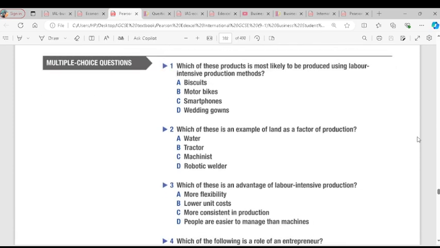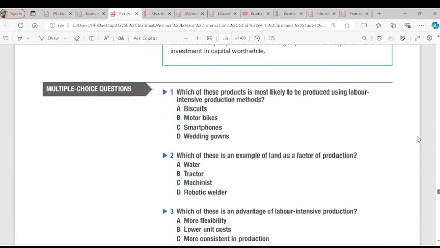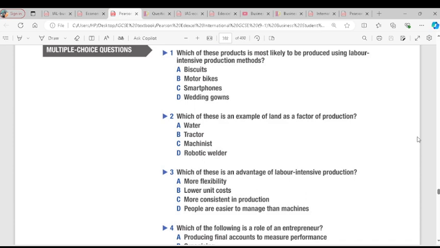Right? So go to the question, please. The MCQ for chapter 44. That's the idea of capital and labor.